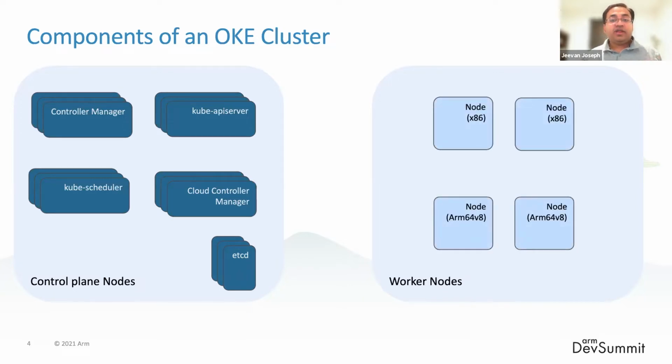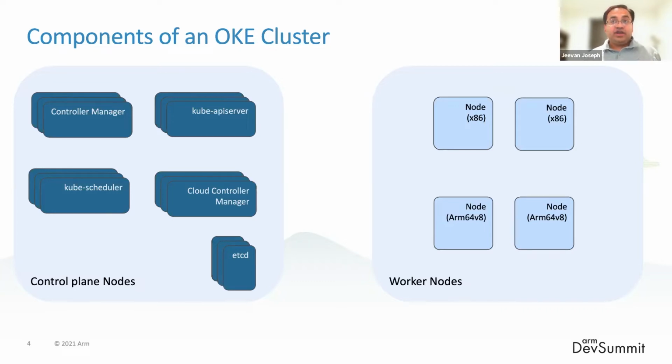So, the control plane nodes simply run the control components, the management components, and in a managed Kubernetes service, the control plane nodes are typically owned and managed by the cloud vendor. And some cloud vendors charge a fee for it. Oracle does not, but the actual nodes or the capacity on which the applications run, that is usually managed and owned by the user, right?